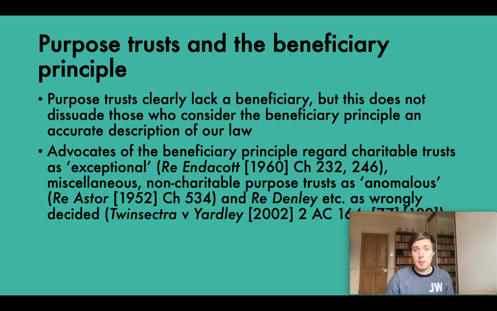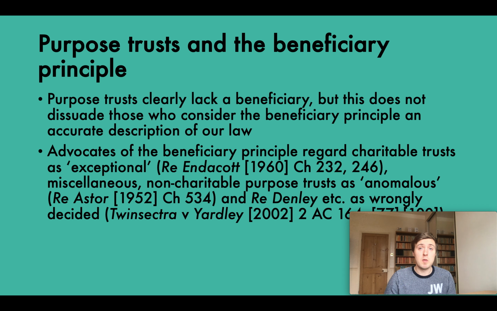So the validity of purpose trusts seems to undermine the beneficiary principle as an accurate description of our law. So how can the beneficiary principle be accurate when trust law holds as valid various categories of purpose trusts that simply lack a beneficiary? Nevertheless, a number of academics continue to assert the beneficiary principle. So, a number of academics claim that at least the wide version of the beneficiary principle, in other words, that you need someone with a proprietary interest in the trust property for validity, is in fact an accurate description of our law. For example, Virgo.